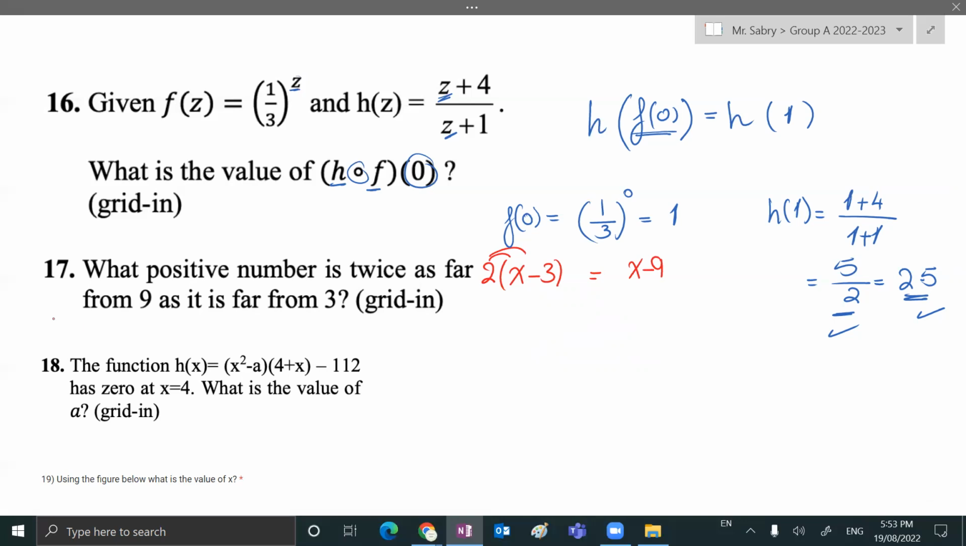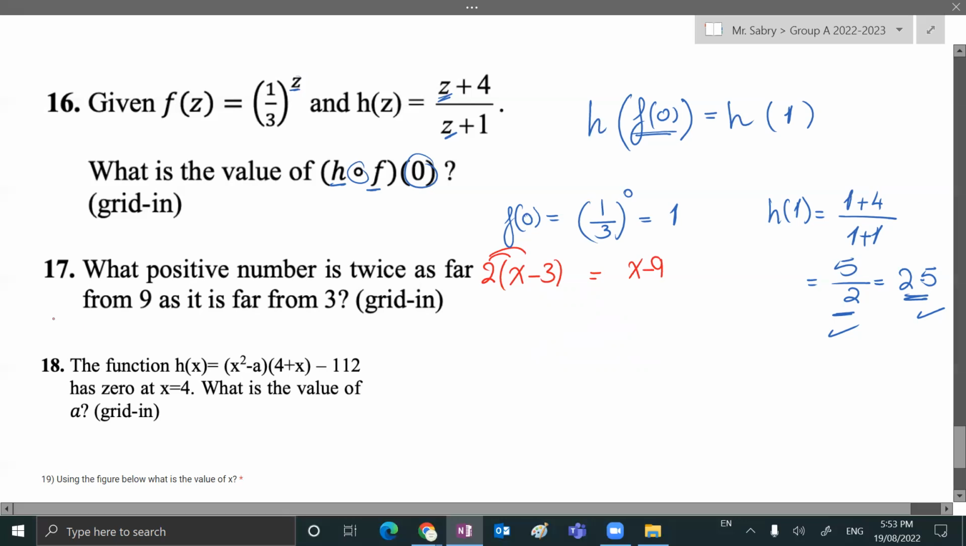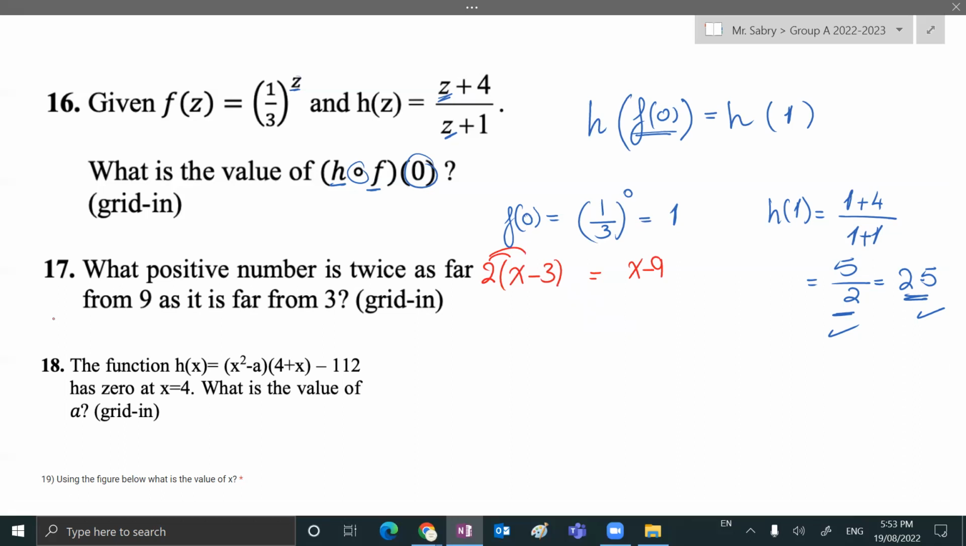Go ahead. Okay. So if we want to find the value of x, we need to find 2x to acquire 9 and 1x to acquire 3. However, they didn't tell us if it was in the positive direction or in the negative. Exactly. So the absolute value is the trick.